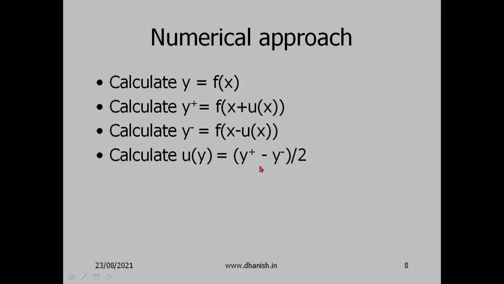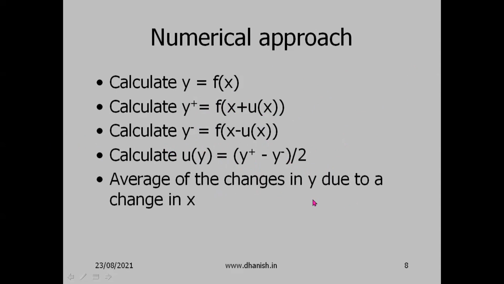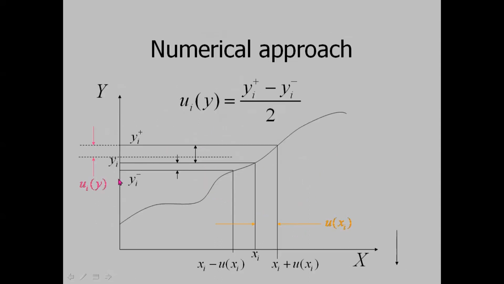Okay, I think there's a figure which explains how you get this. So this is the average of the changes in y due to a change in x. So we are determining the sensitivity this way. So this is the uncertainty of y. So we can see from this figure.